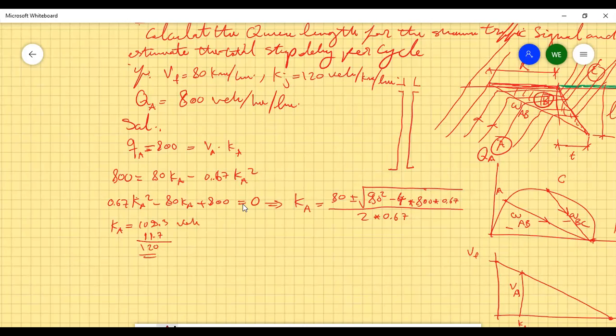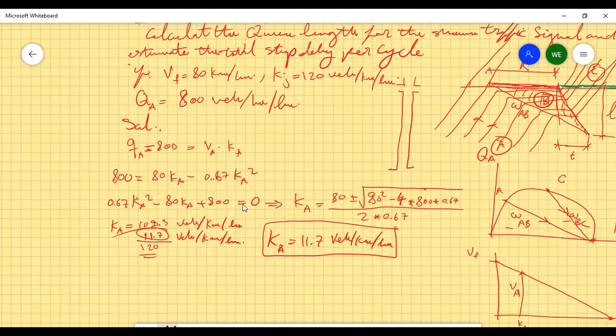vehicle per kilometer per lane. Okay, now we are going to take only the 11.7 because you know the arrival rate is not congested. Okay, so basically KA is not congested, so we're going to take 11.7 vehicle per kilometer per lane. So that's the density at KA.